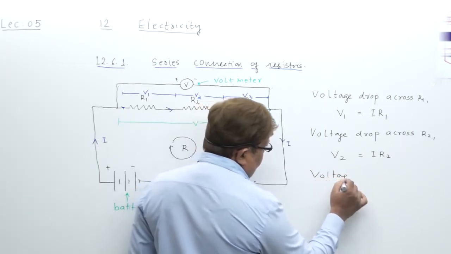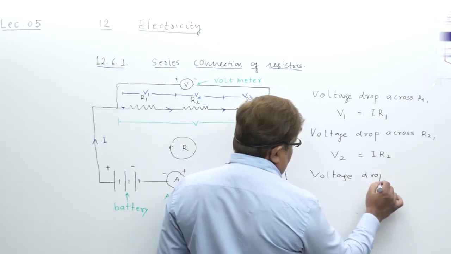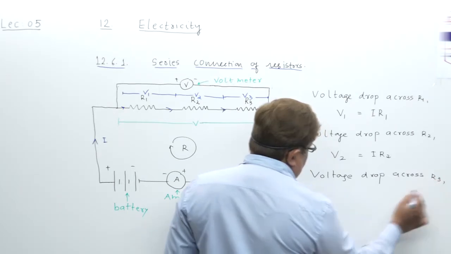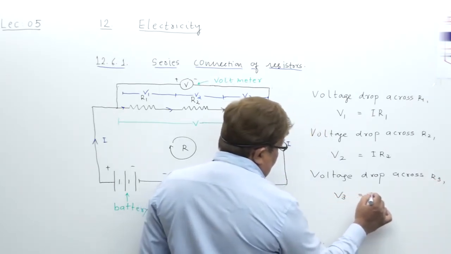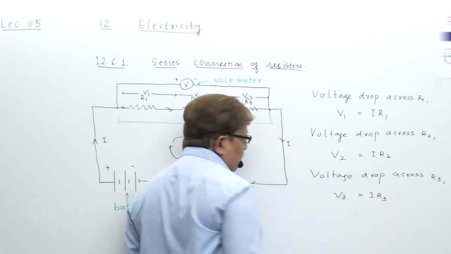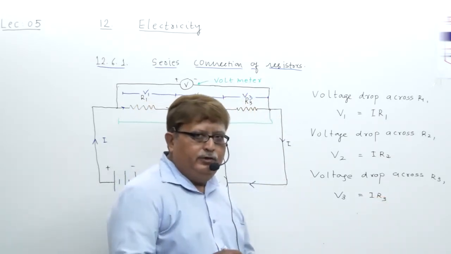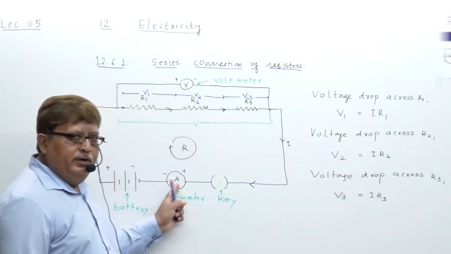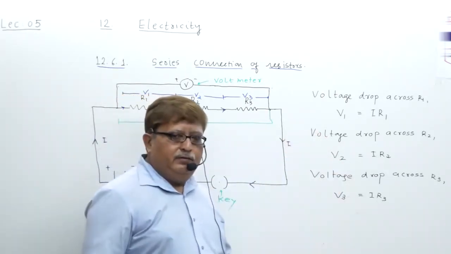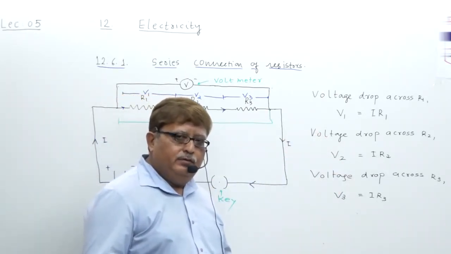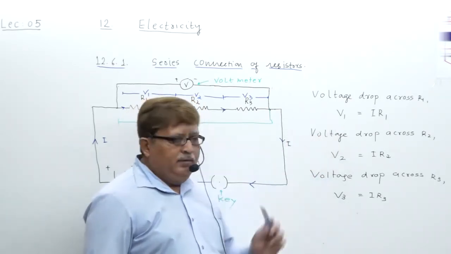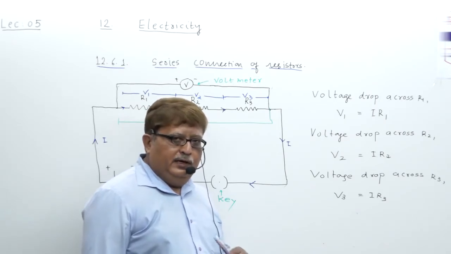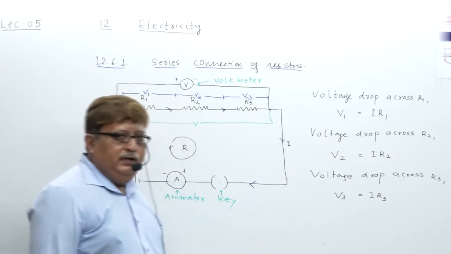Okay, student. Third, voltage drop. You can write with me. Across R3. What should I write? V3 equal to IR3. I am able to find V1, V2 and V3. Yes, because I can get I from ammeter, and R1, R2, R3, the value of resistors I already know. Understand? So I am able to find V1, V2 and V3 easily by myself.